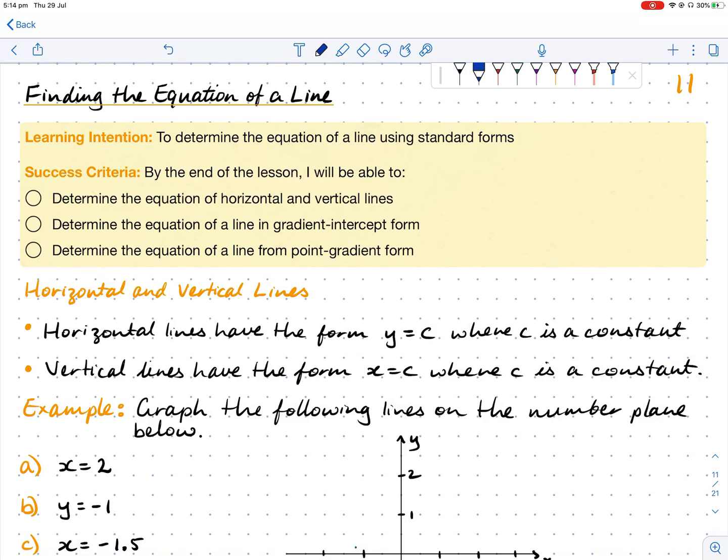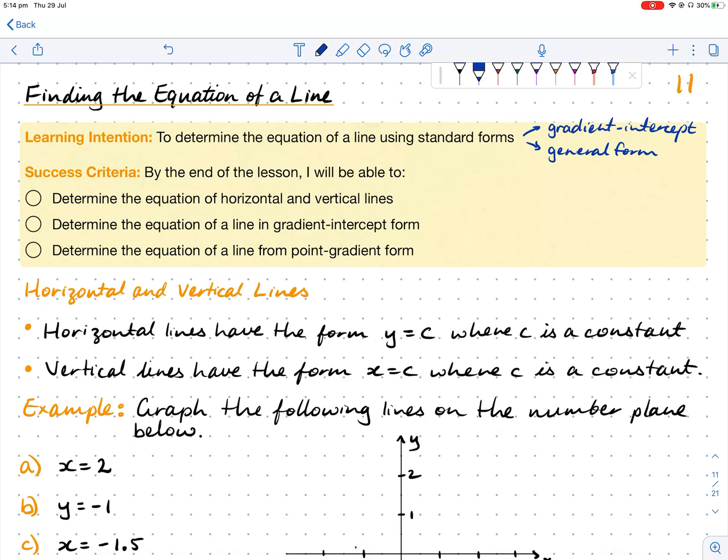Today we'll be finding the equation of a line. So the learning intentions for today's lesson is to determine the equation of a line using its standard forms. So standard forms, we're talking about gradient intercept and another form called the general form. Okay, so these are your standard forms, so the basic ways that you would usually write out an equation.